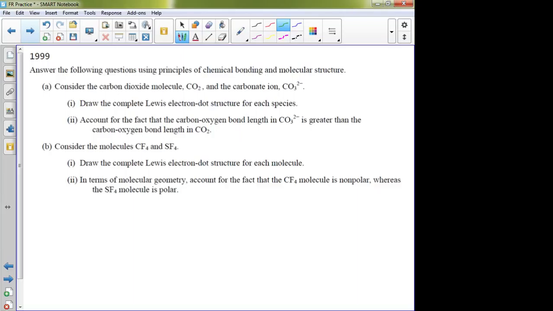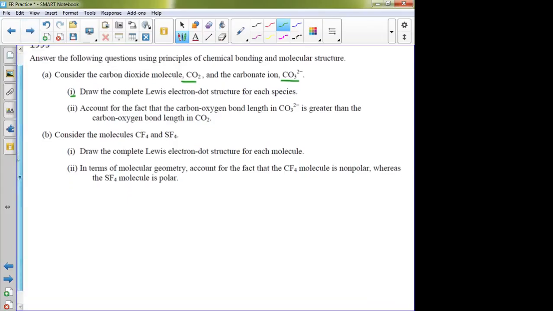Answer the following question using principles of chemical bonding and molecular structure. A says, consider the carbon dioxide molecule and the carbonate ion. The first thing it wants us to do is draw the complete Lewis electron dot structure for each species. So let's start with CO2.